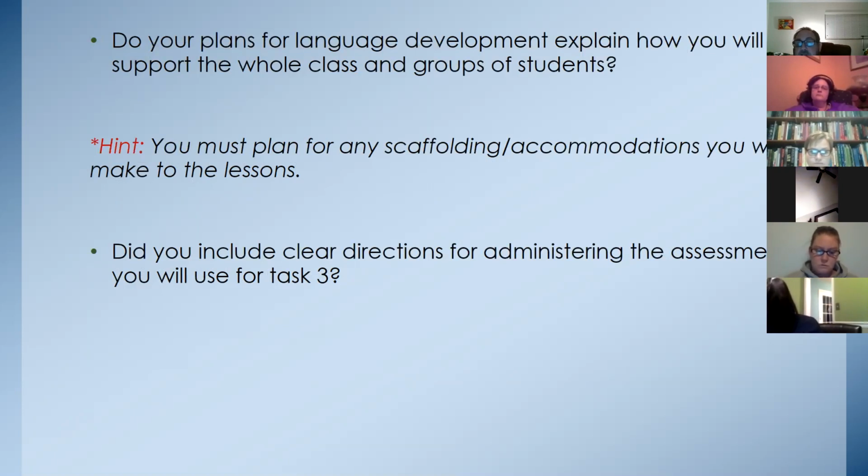Do you include clear directions for administering the assessment you will use for task 3? In other words, make sure that the assessment you're giving the students has instructions that are very, very clear so that they understand what they are supposed to be doing.